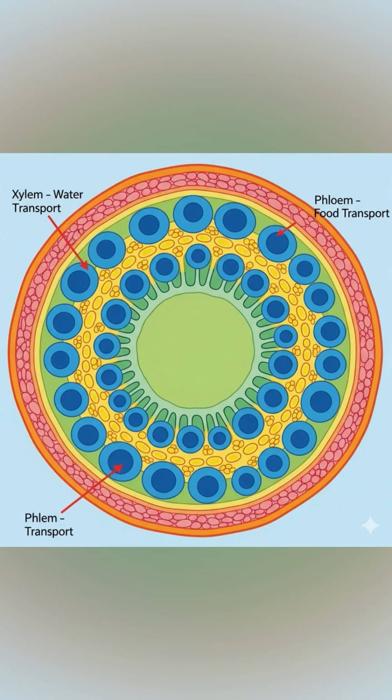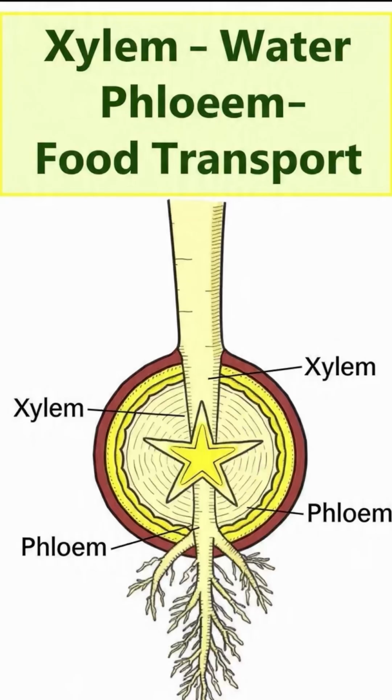Roots differ in monocots and dicots. In monocot roots, xylem and phloem are scattered in a ring-like arrangement. In dicot roots, xylem is star-shaped in the center, with phloem between the arms. These tissues help in transport of water, xylem, and food, phloem.